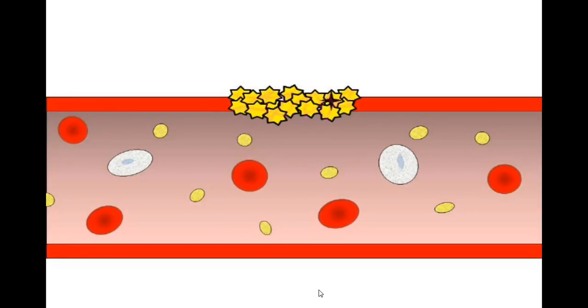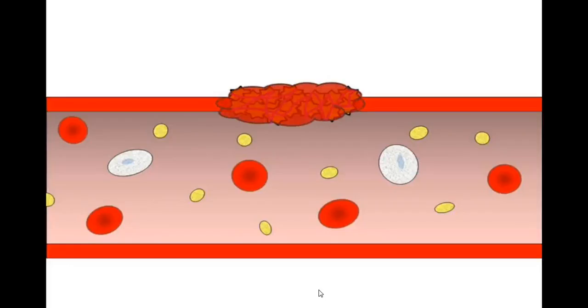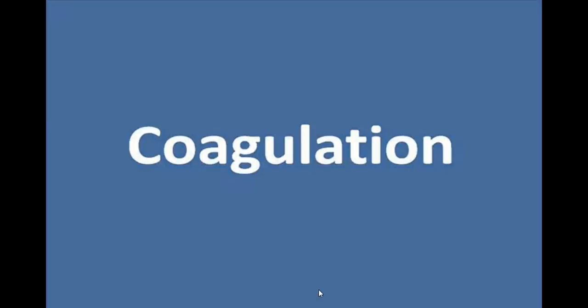Fibrin strands form in and around the loosely arranged plug of platelets and eventually form a meshwork which tightly binds the plug together. This meshwork keeps the platelets from being washed away by the flow of blood and makes the platelet plug more watertight. Red blood cells and white blood cells become trapped in the meshwork as it forms, giving the plug its characteristic red color. The overall process of forming these fibrin strands to solidify the clot is called coagulation.